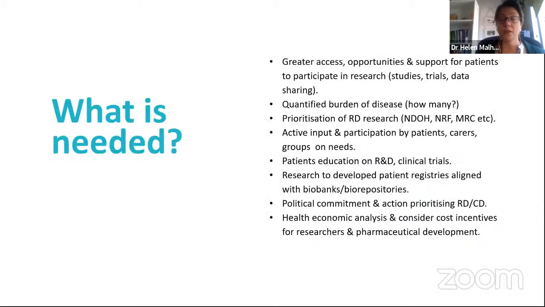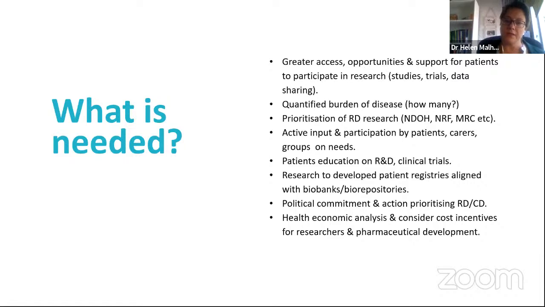So what do we need for collaborative research? And what do we want that collaborative research to actually achieve? We want greater access, opportunities, and support for patients to participate in research, studies, trials, data sharing. There are various tools around, but there isn't anything really consolidated, and that needs to be done. We need to work out how many. We are frequently asked, so how many people are affected by rare diseases, or how many people are affected by CF? And you can do a calculation to some degree and estimate, but we need to get some really robust data so we can really leverage.